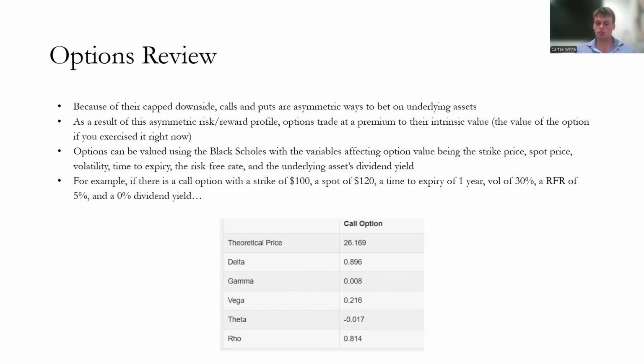You can see in this example, with a spot of 120 and a strike of 100, so an intrinsic value of 20, using a Black-Scholes calculator that the option actually has a theoretical price of $26. And you'll remember that this premium, the time value premium, whatever the value of the option is minus the intrinsic value, is largely a function of the volatility and the time to expiry. The larger those are, the more the time value premium will be.